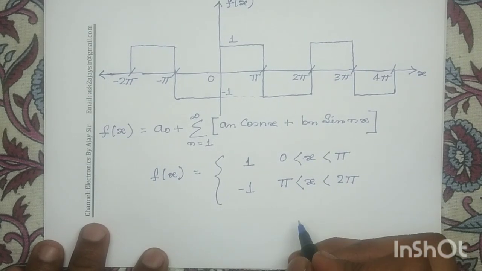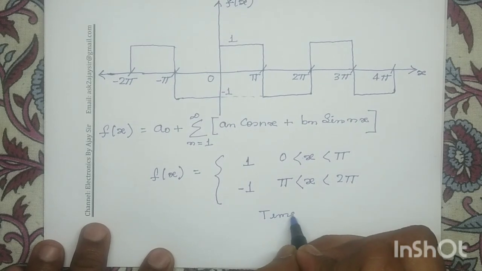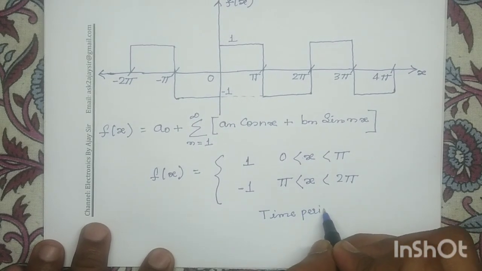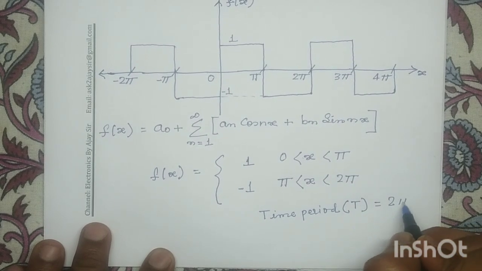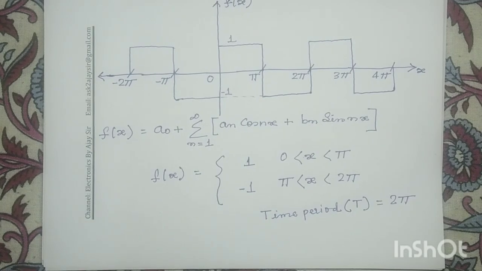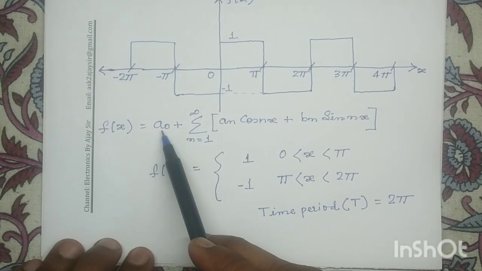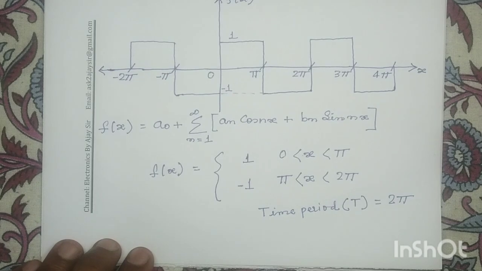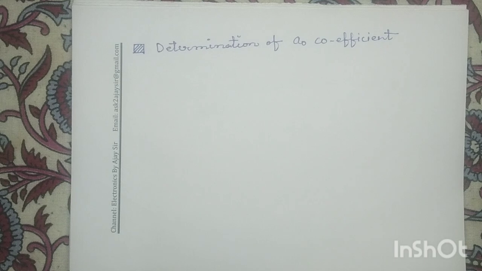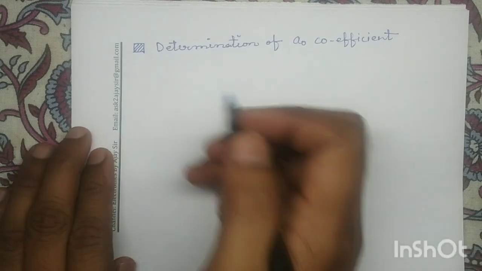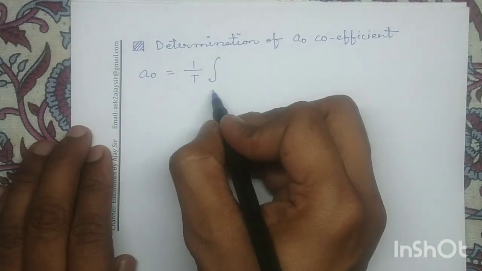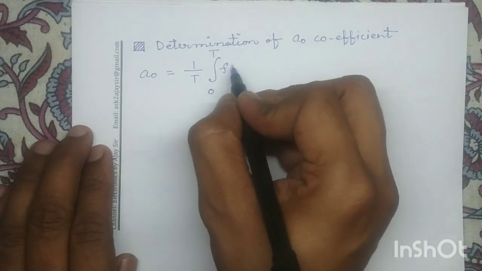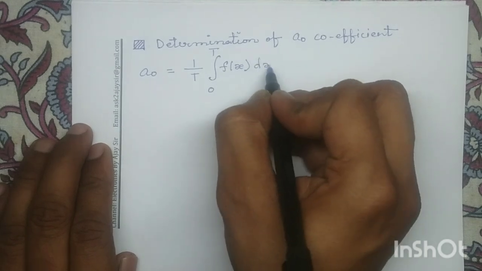And earlier we have determined the time period T of this given waveform, it is equal to 2 pi. So our next step is to determine the coefficients a0, an and bn. Next we will determine the a0 coefficient. The general expression of the a0 coefficient is 1 by T integration 0 to T f of x dx.